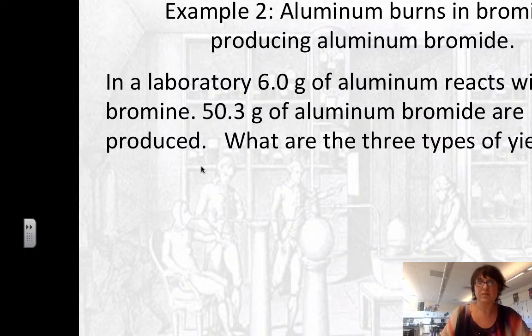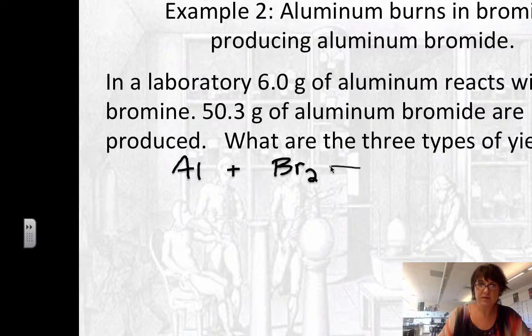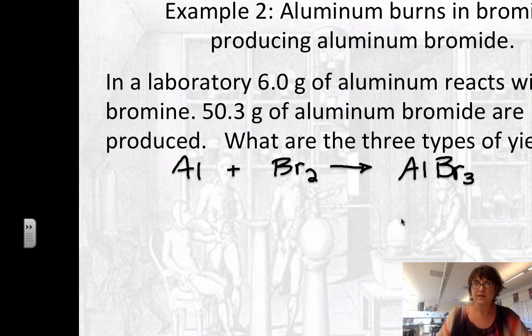So to start this, I need a balanced equation. Aluminum is just Al, the solid form of aluminum, and we're going to burn it in bromine. Remember Brinkelhoff elements? Bromine is diatomic, so it comes in pairs. And we're going to make aluminum bromide. Make sure when you write this chemical formula, you crisscross your charges to get it to work out correctly. Now let's balance the equation. And there's our reaction. So first I had to translate the words into the equation.